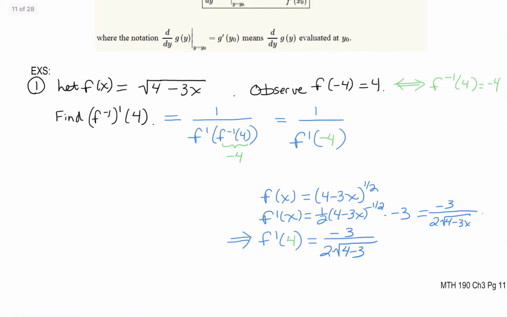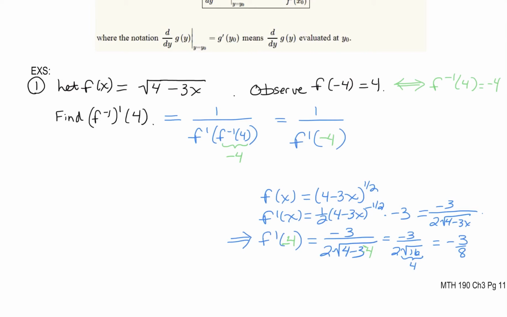So let's see what we would end up with on that. I'm sorry, I'm subbing in negative 4, f prime of negative 4. Sorry about that. So this is subbing in negative 4 right there. All right, that's a good thing because otherwise my square root would have been negative. So this is going to be negative 3 over 2, and then the square root of 4 plus 12, so root 16, of course, is just 4, and so we end up with negative 3/8.